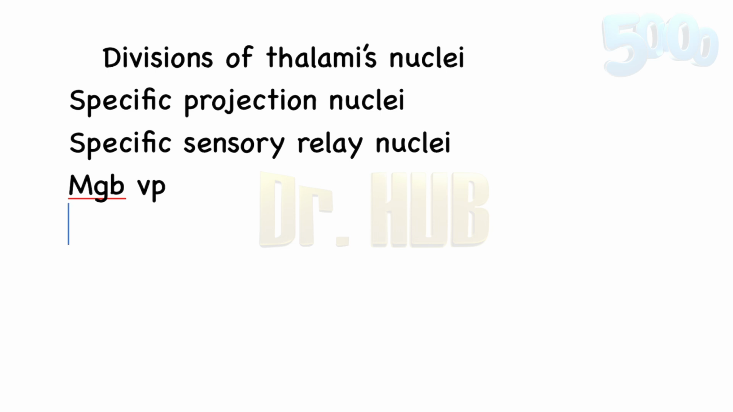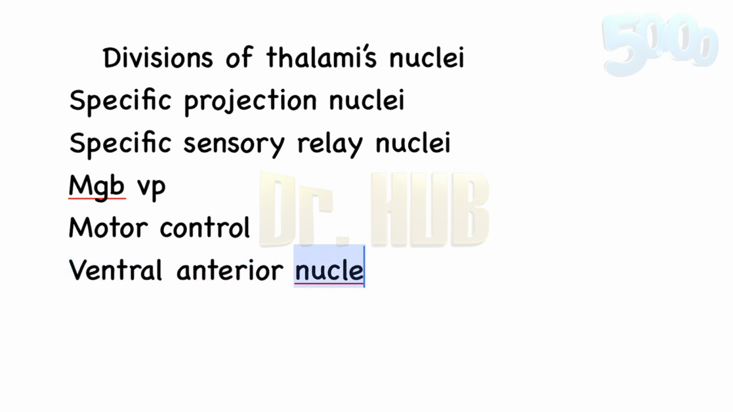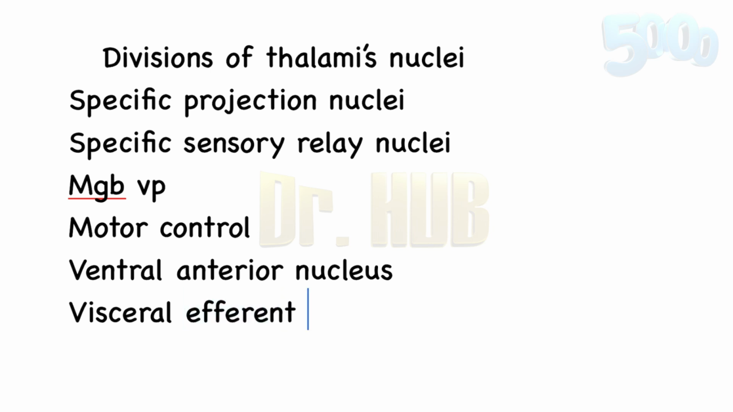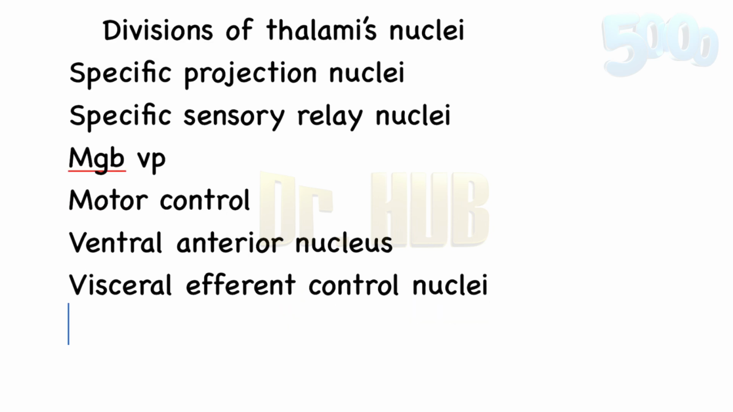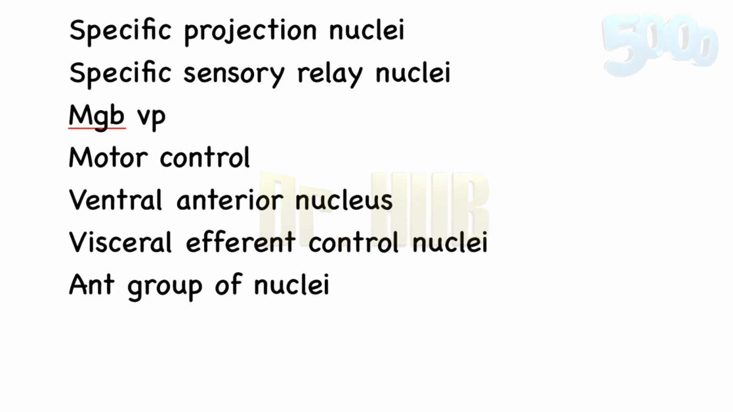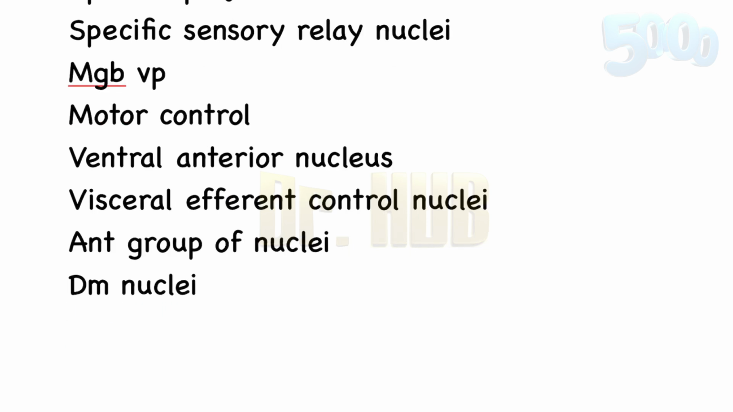Next, moving on to the motor control nuclei. This includes the ventral anterior nucleus and the ventral lateral nucleus. Next, moving on to the visceral efferent control nuclei. It includes the anterior group of nuclei as well as the dorsomedial nuclei. Next is the integrative and perceptual function control nuclei.